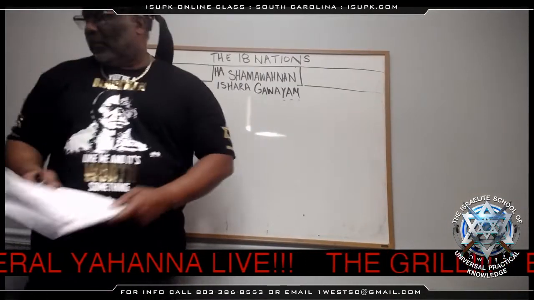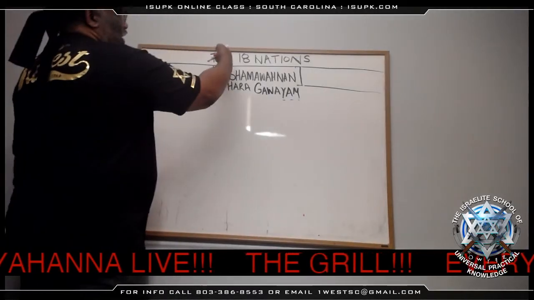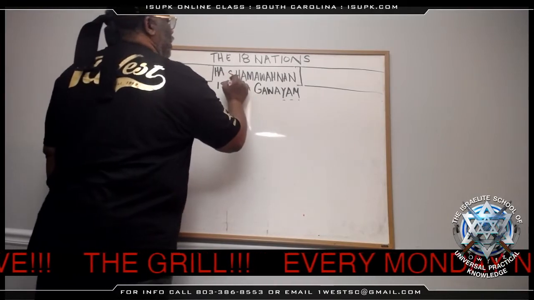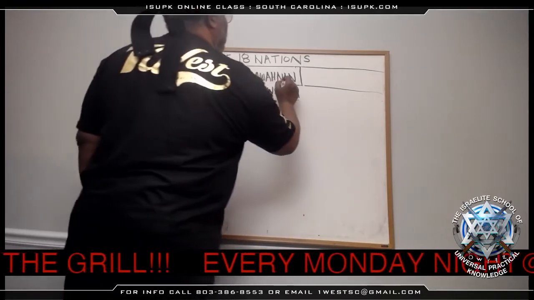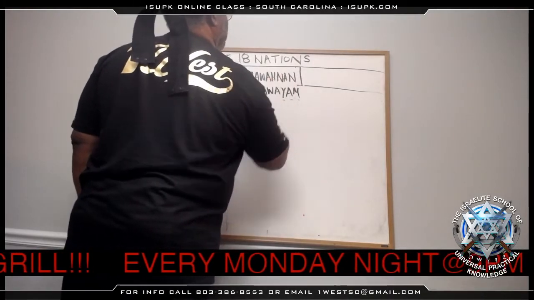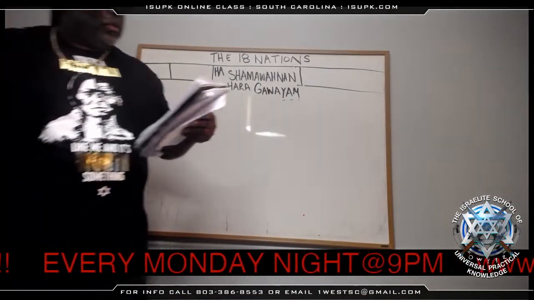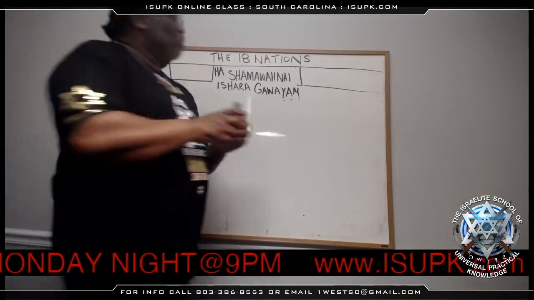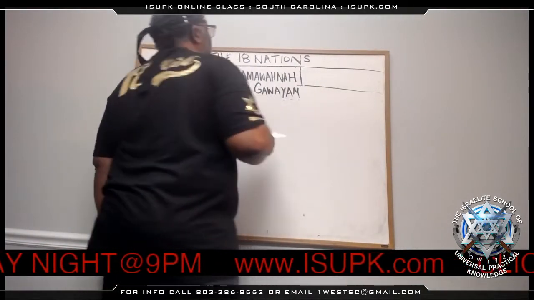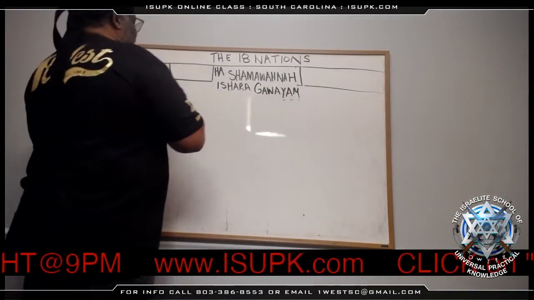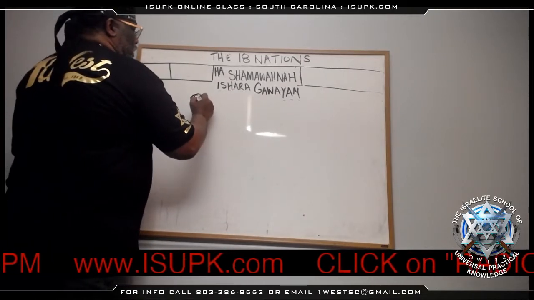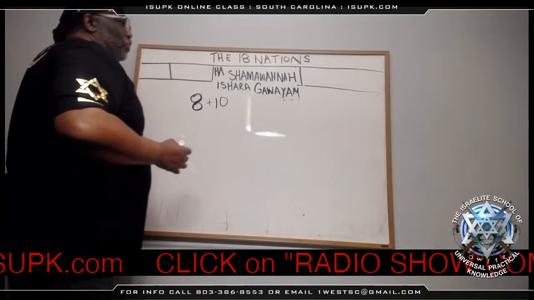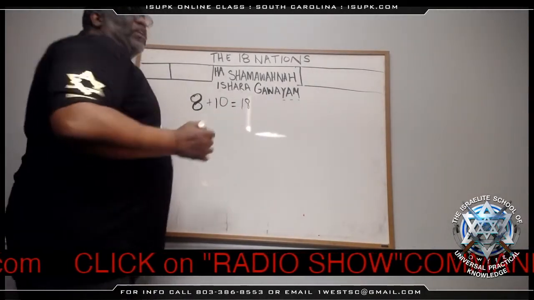So basically what this means on the nations, we'll take our time here. Ha is the. To make the number 18, you have to use two words. Shamawana is 8, and then Asherah is actually 10 in Paleo Hebrew. If you put them together, you get 18. We'll go over that in later classes.